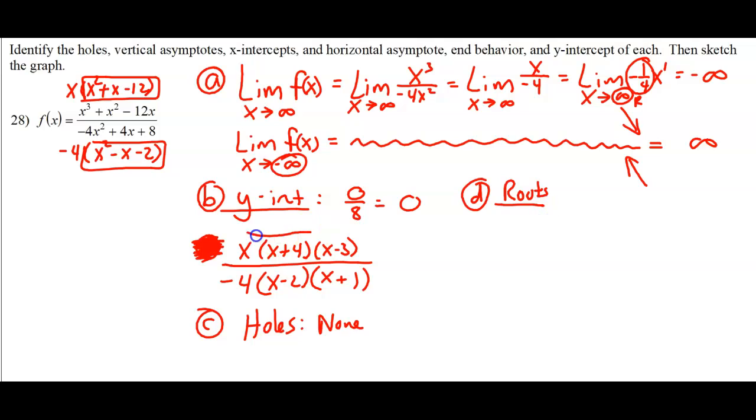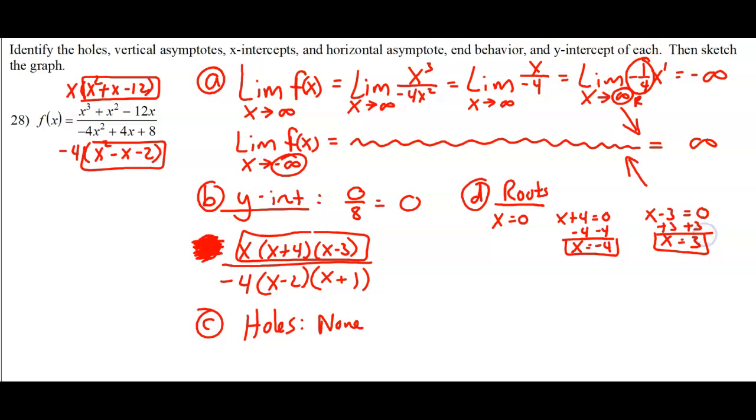Part D, looking for our roots. For that, you take the factors on the top and you set them equal to 0. So we have x equals 0, x plus 4 equals 0, and x minus 3 equals 0. So I end up with 3 roots: 0, -4, and +3.